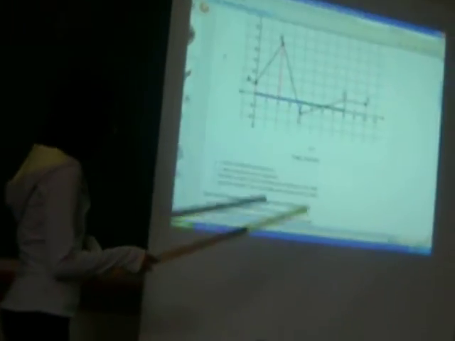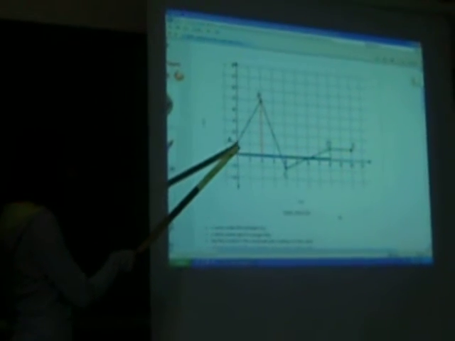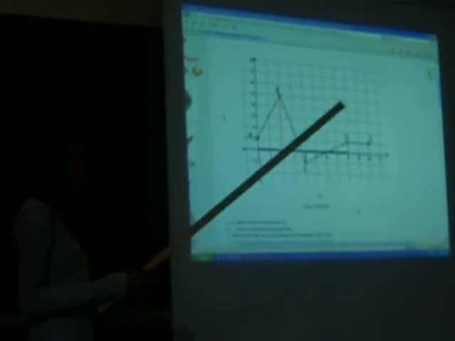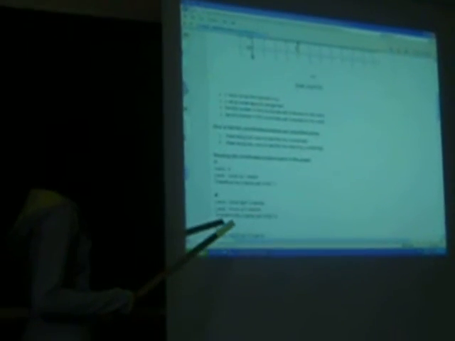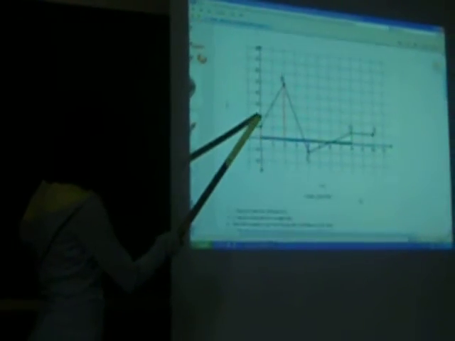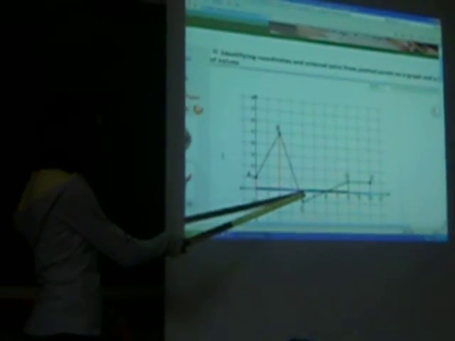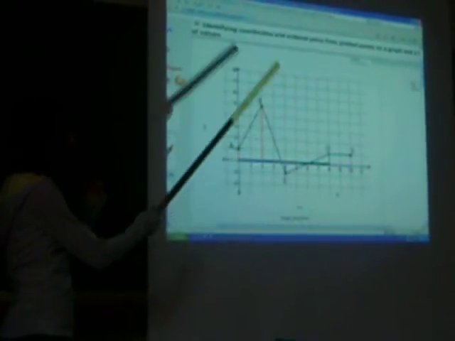So for example, A: the x value would be 0 because that's the origin, but the y value is 1, so the ordered pair would be 0, 1, where the x is first and the y is second. And I'll do one more, C. For x, you would move over 4 squares to the right, and then move down 1. Because you're moving down on the y-axis, it would be negative 1.